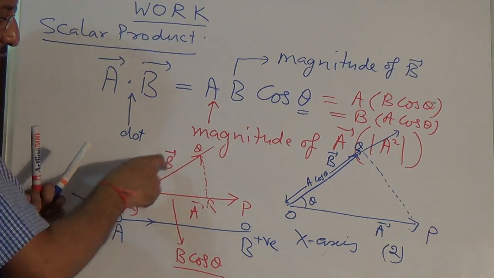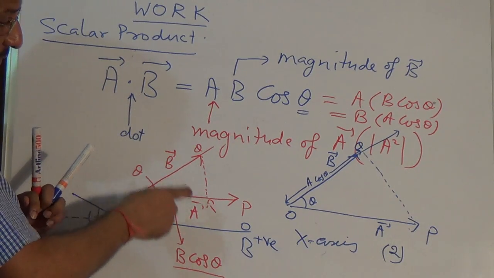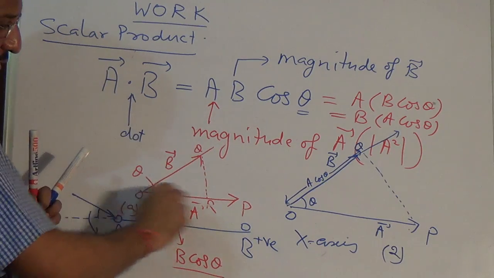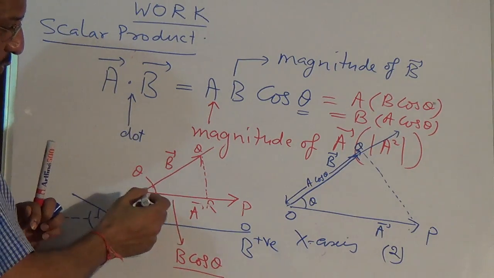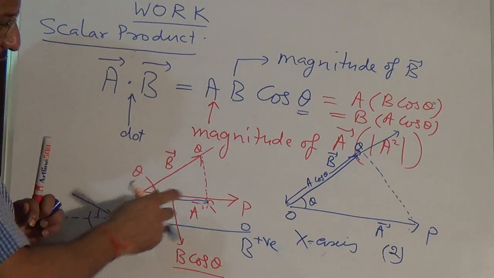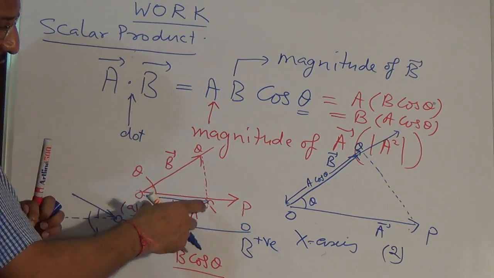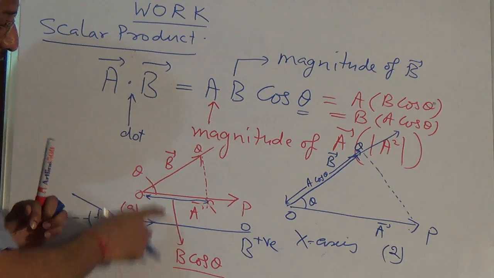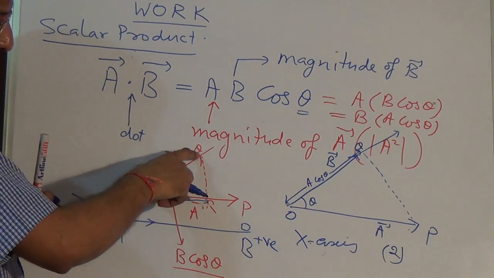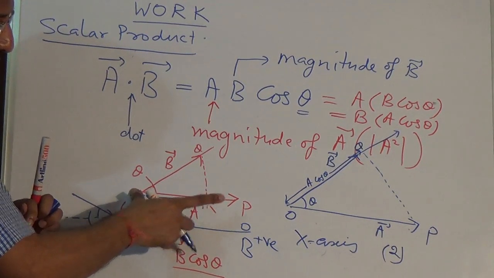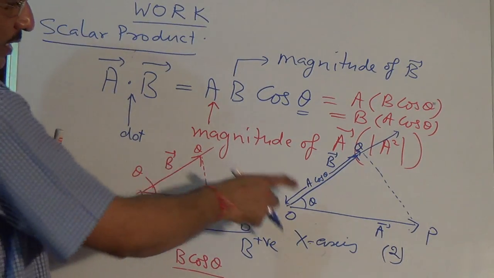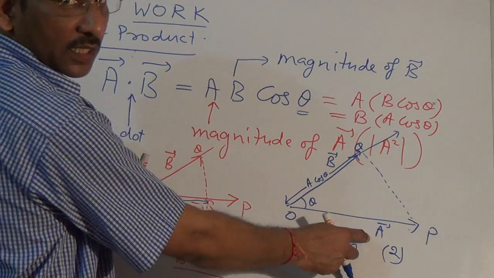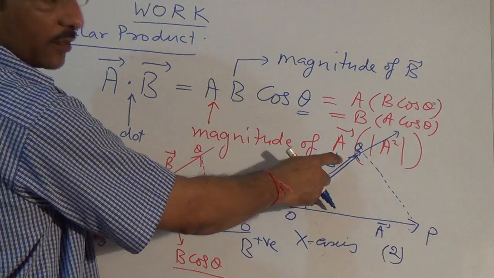Now I have to find the projection of this vector B along this direction. So for the projection we draw a perpendicular on this vector A. This OP will be the projection of this vector B, and we can find that this projection is B cos theta, where theta is this angle. So the projection of this vector B along the direction A is B cos theta. And here we are finding the projection of this vector A along the direction of vector B.